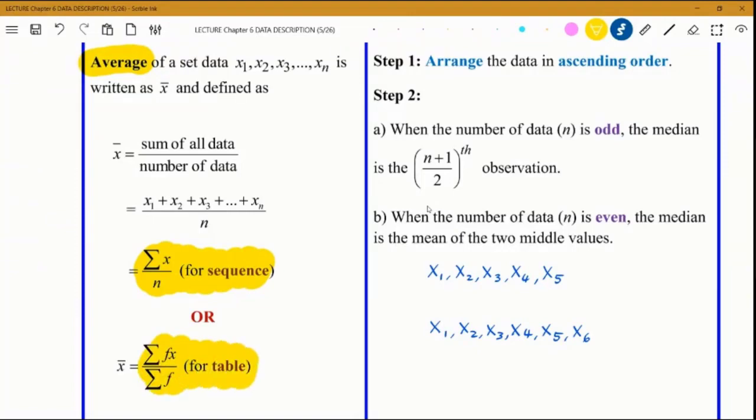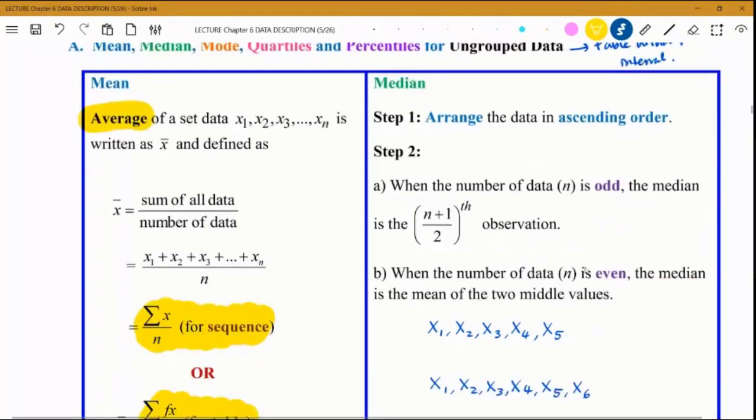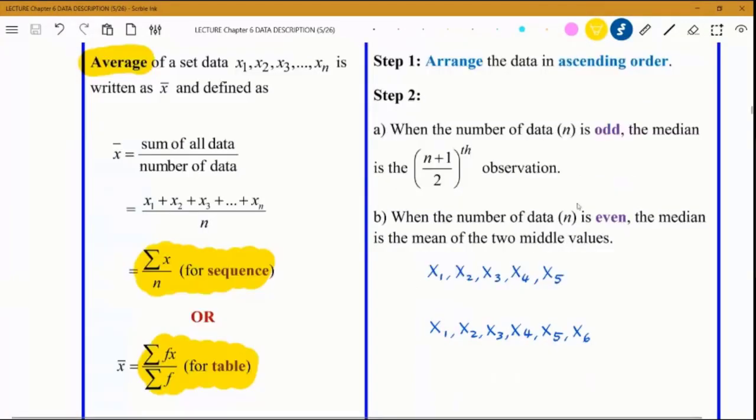Okay, and then for the median, we start by arranging in ascending order, you must arrange in ascending order first. Then the second step, we have to find the middle point or the middle value. Let's say if we have odd data, you have an odd number of data. Let's say this one, so this one is odd. So we cut front and back, and end up taking the middle part.